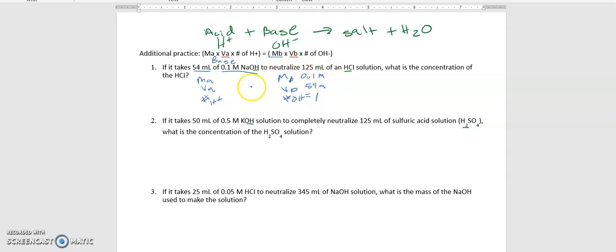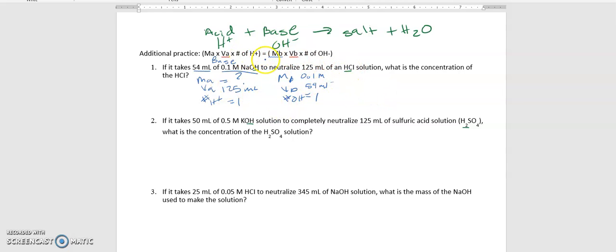And we're going to neutralize 125 milliliters of hydrochloric acid solution, and I'm trying to figure out what's the concentration of the hydrochloric acid. The same thing we're going to do in the titration lab. If you've done it already, awesome. If you haven't, make sure you do it. Our number of hydrogen ions present is 1.